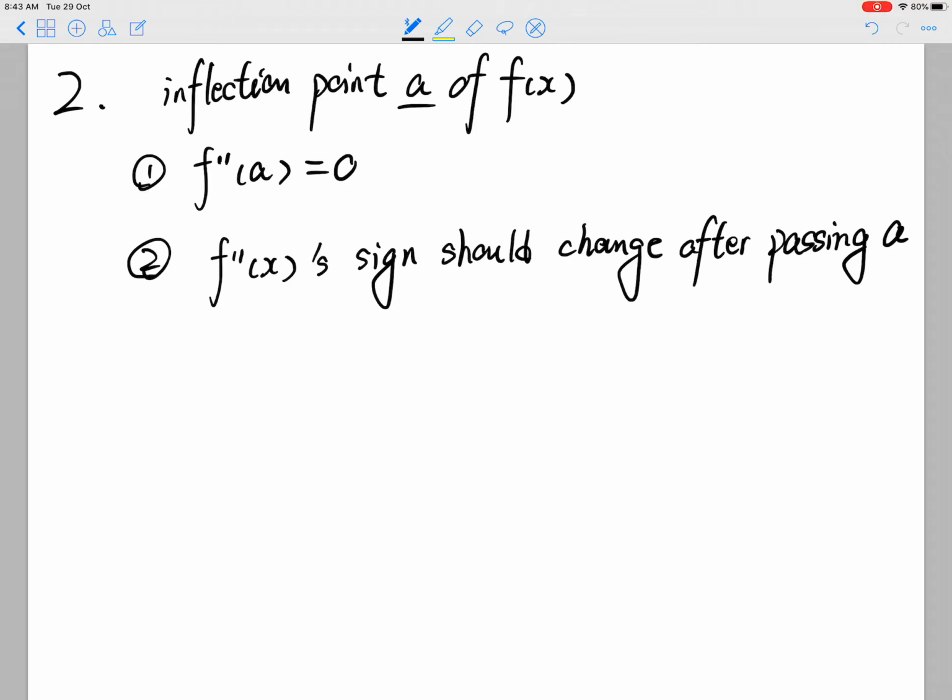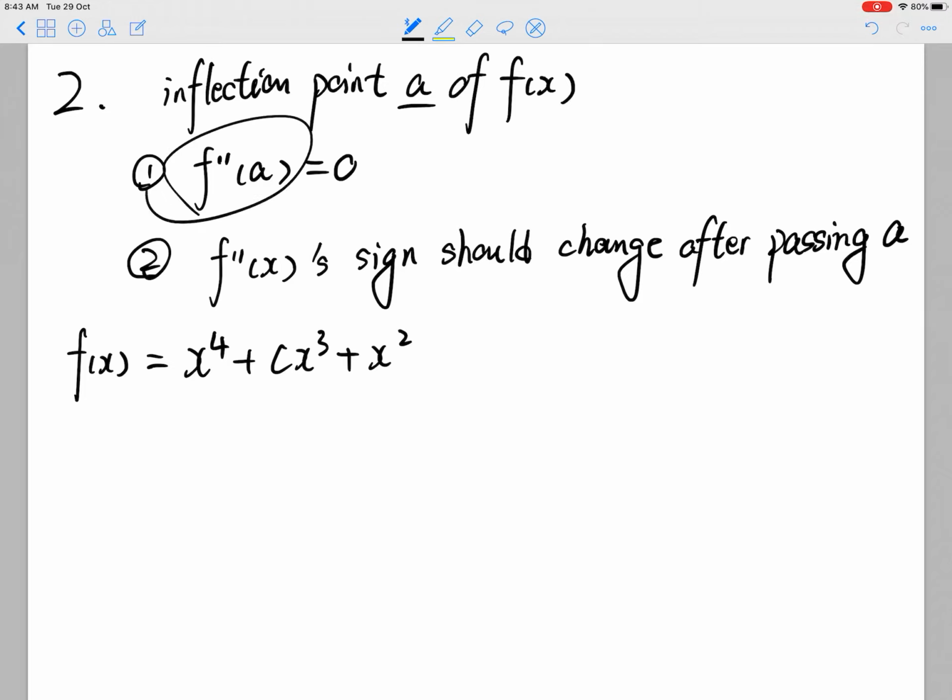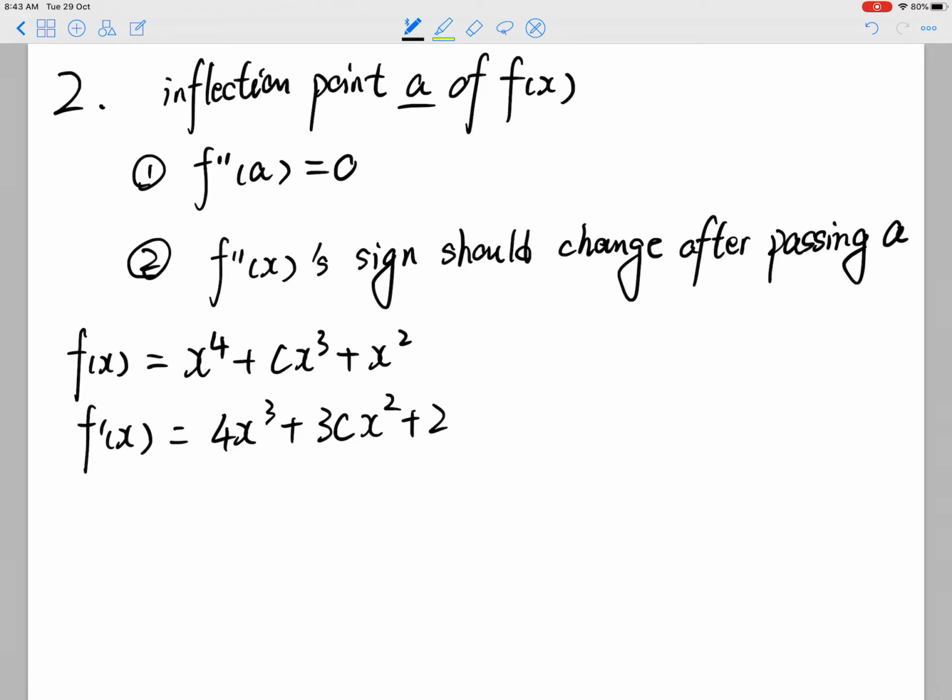Okay, so let's check this function f(x). It's x to the power of 4 plus cx cubed plus x squared. Because the inflection point is related to its second order derivative, its first order derivative is this, and its second order derivative is this.